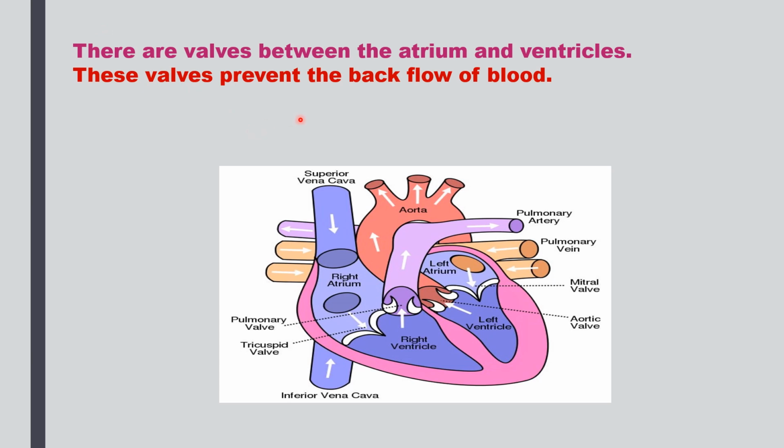There are valves present in the heart. So what are the names of the valves? Let us see. There is a valve which is located between the right atrium and the right ventricle. This valve has 3 cusps or 3 flaps, and therefore the name of this valve is the tricuspid valve. So the tricuspid valve is present between the right atrium and the right ventricle.